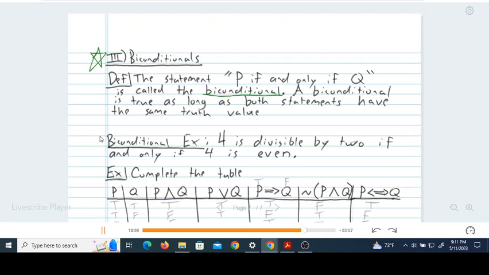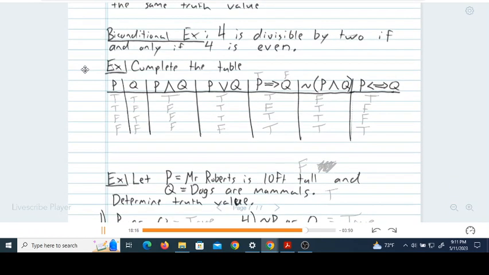So here's an example of a biconditional. 4 is divisible by 2 if and only if 4 is even. Well, that's a true biconditional. Divisible by 2 means the same thing as even.